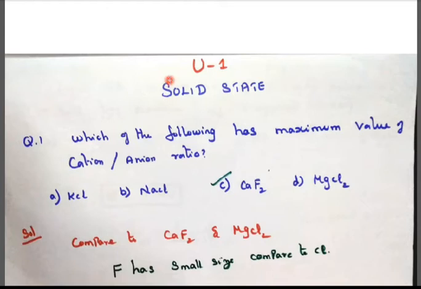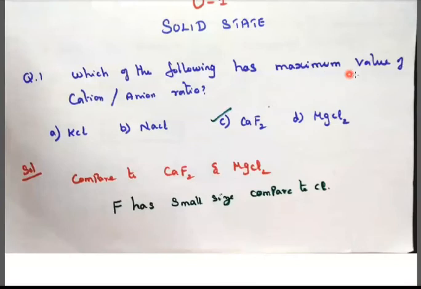Grade 12 CBSE Solid State NEET question series. First question: which of the following has the maximum value of cation to anion ratio? Options: KCl, NaCl, CaF2 and MgCl2. Out of the options, option A, KCl, option B, NaCl, option D, MgCl2.